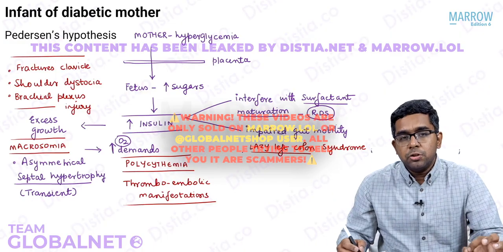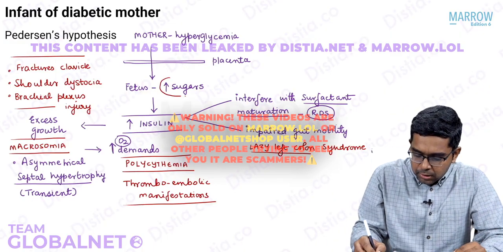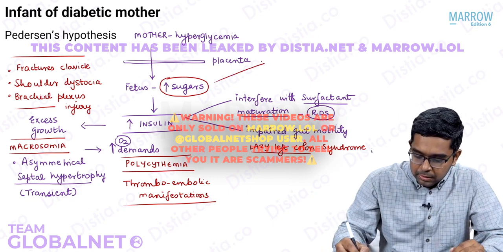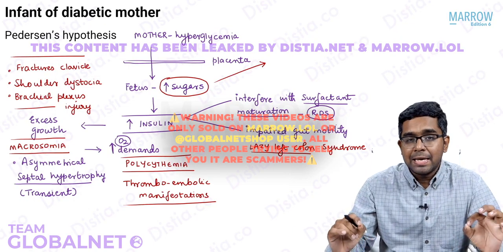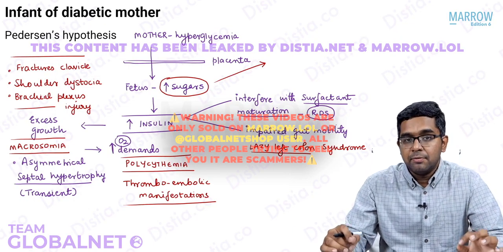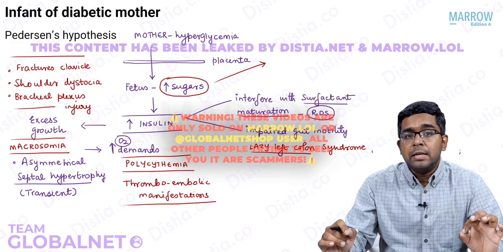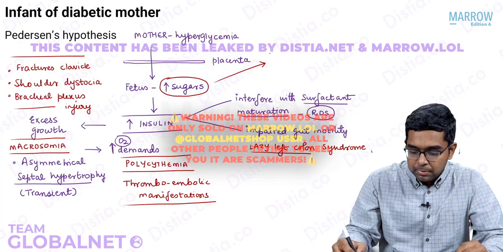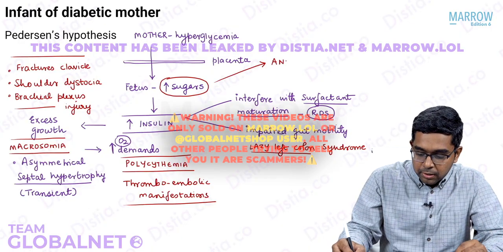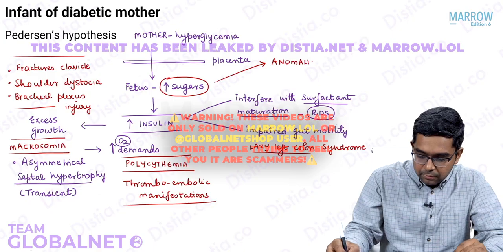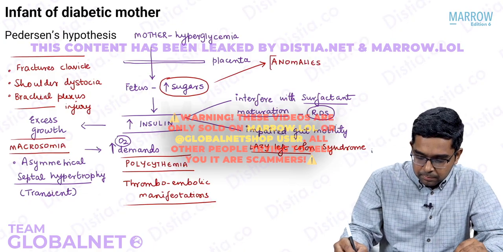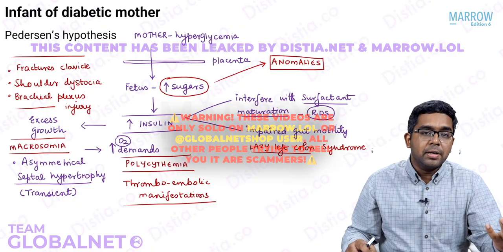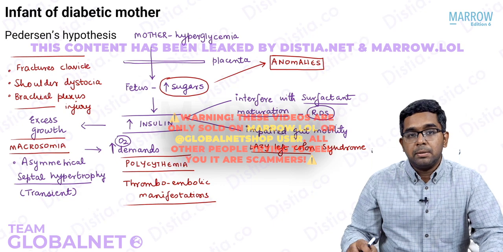The next feature to be remembered is increased sugar in the baby. Increased sugar in the baby is considered to be like a teratogen, and this excess of sugar in the baby itself is implicated in the causation of defects of the developing organs, or in other words, this excess sugar in the baby is implicated in the causation of anomalies. A very, very important point to be remembered.